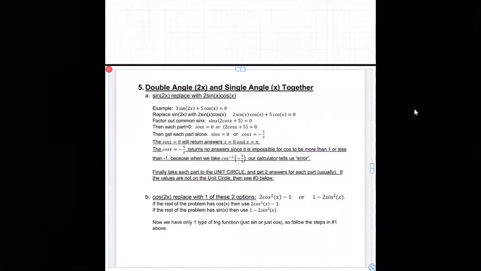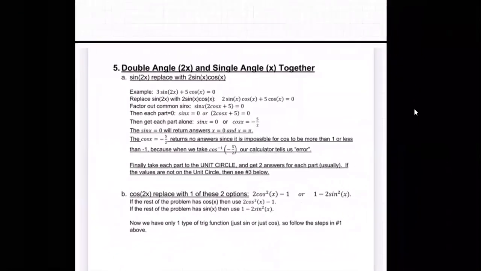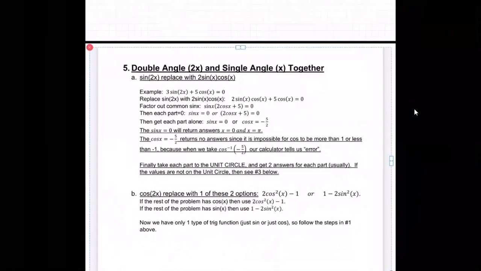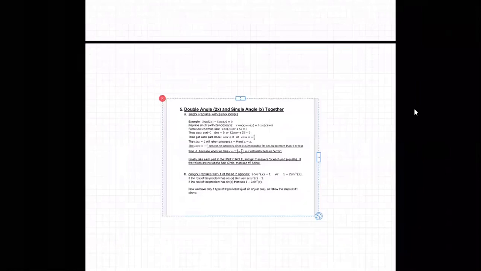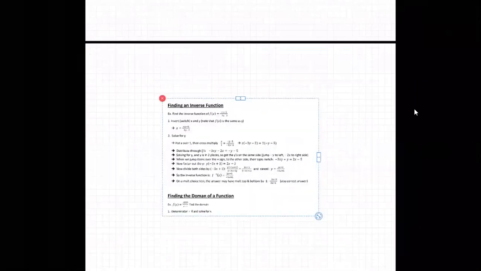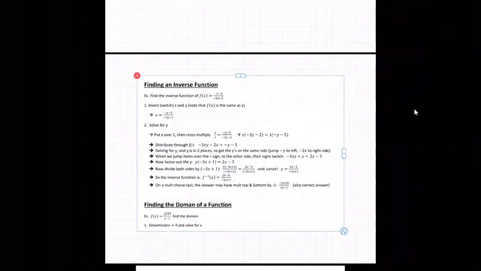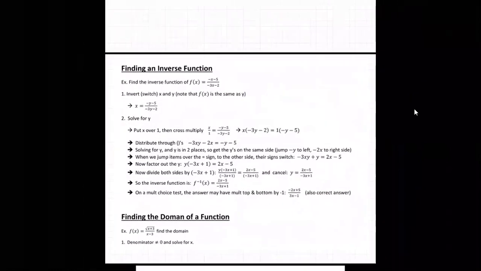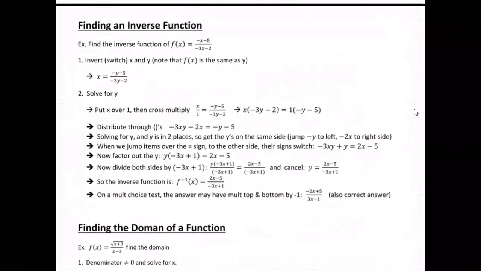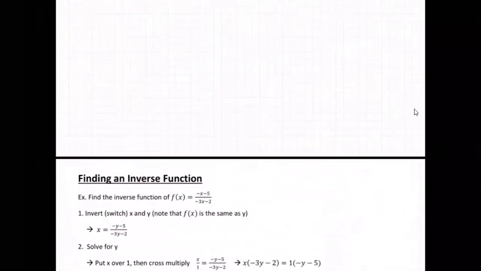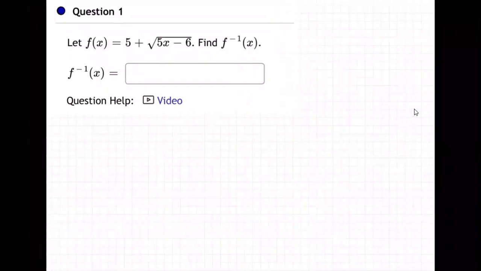It's the second time. So wait, that is not the right page at all. There it is. There's the right page. All right. Finding an inverse function. This is the exam 3 notes. What do you do? You invert or switch x and y and then solve for y. So that's how we find it. An inverse means an inverting of x and y.